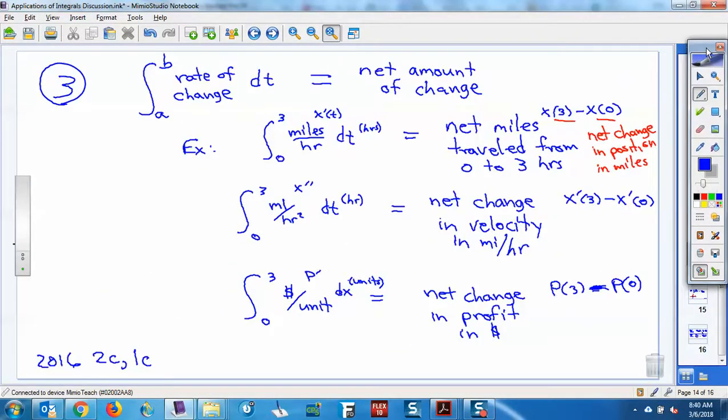So now I've just got some examples, whether you write this down or not, it's up to you, but I've got some examples of this. So this is still number 3. So rate of change, net amount of change. So what if you had miles per hour? So what if you had x prime, and that was miles per hour?